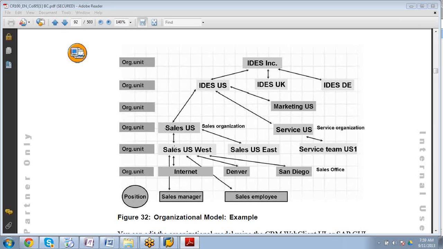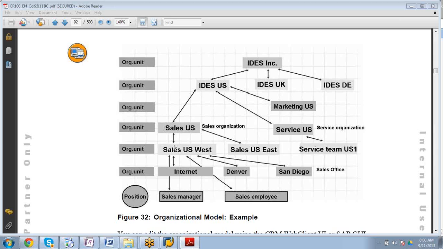If you call IDS US, it will show both service and sales. If I go to sales US, it will only show me US East and US West. Then when I go to West, it will only show me Denver, San Diego and internet. East it will not show me. So whether you come from downwards or from upwards, it is going to automate this, because in a real-time situation you will have hundreds of org units. So remember this architecture; we can repeat it for multiple hierarchies.